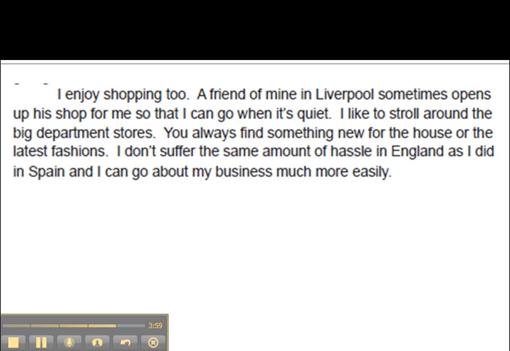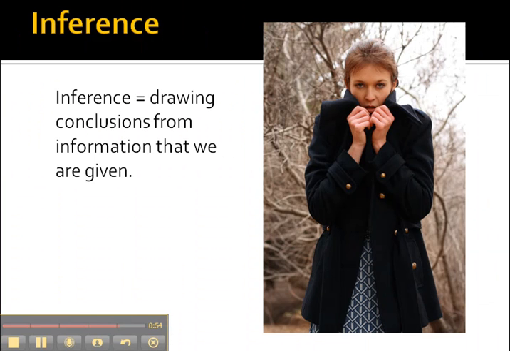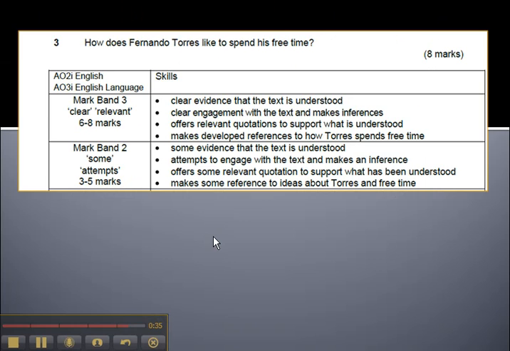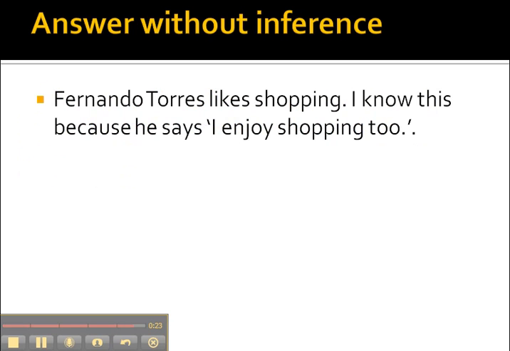So all we've covered so far is this idea that inference is drawing conclusions from information that we're given. Sometimes it's described as reading between the lines of a text. What do we learn that isn't directly told to us? This picture doesn't say anywhere on it that this woman is cold. We work it out from the clues. So our job now is to try and do the same thing with this. What else can we learn about how he enjoys his spare time? What else can we say beyond the obvious, which is that he likes shopping? Okay, I'll go to film 2 now.